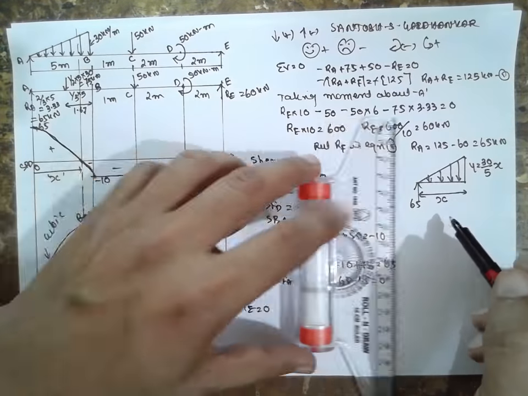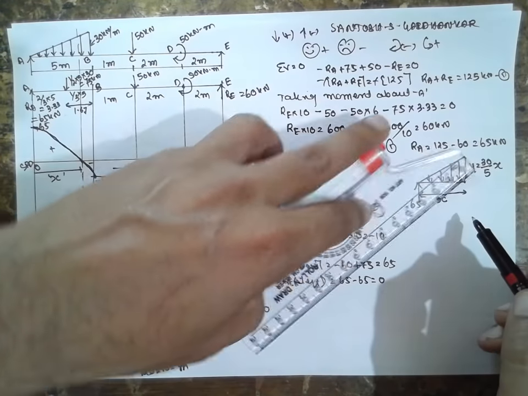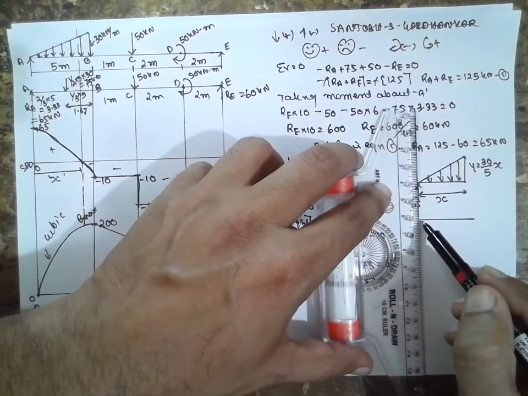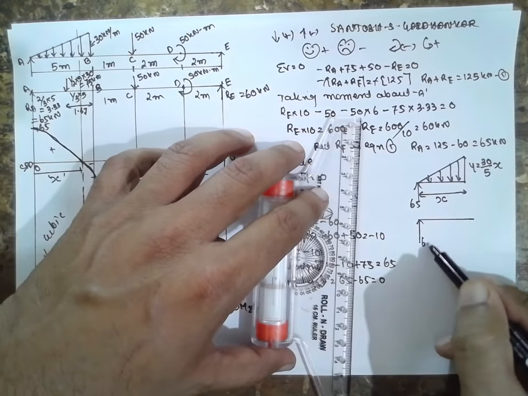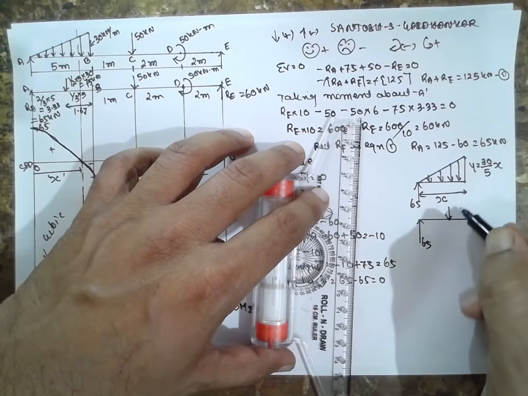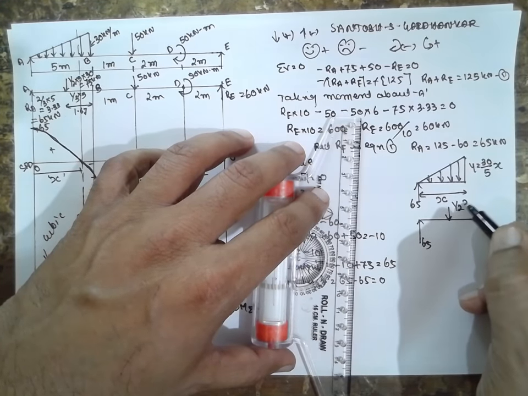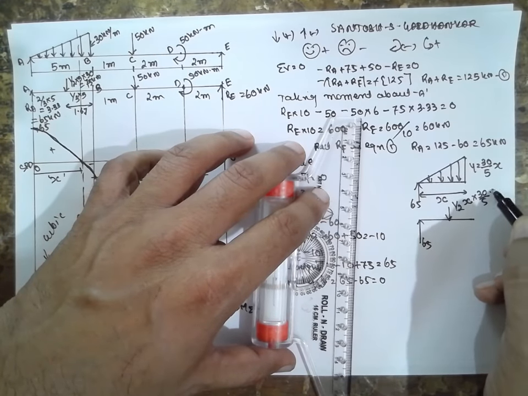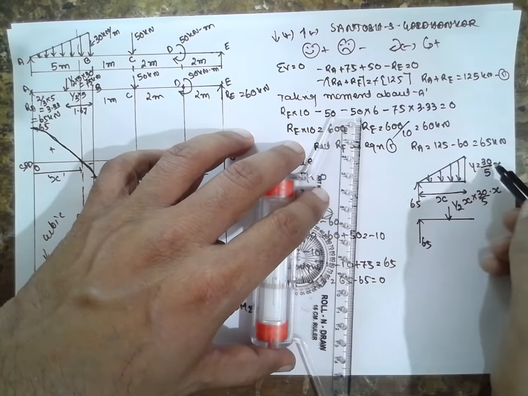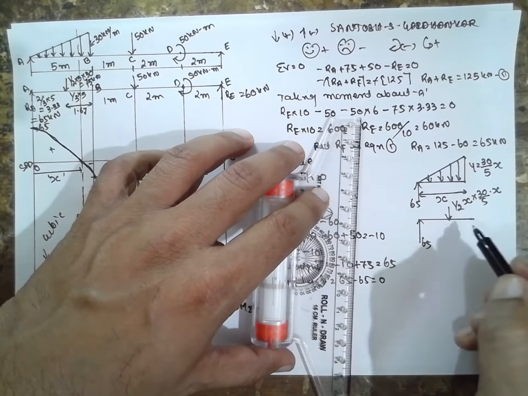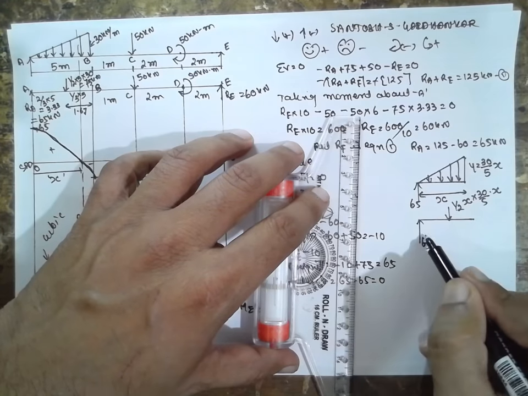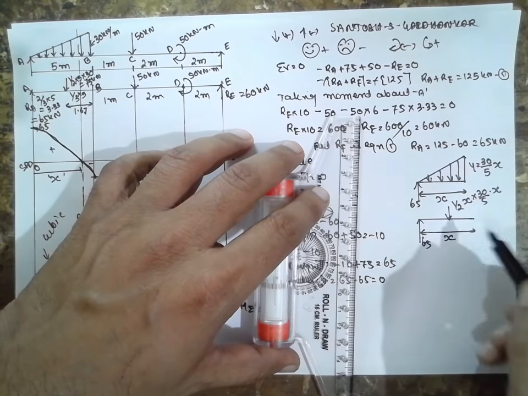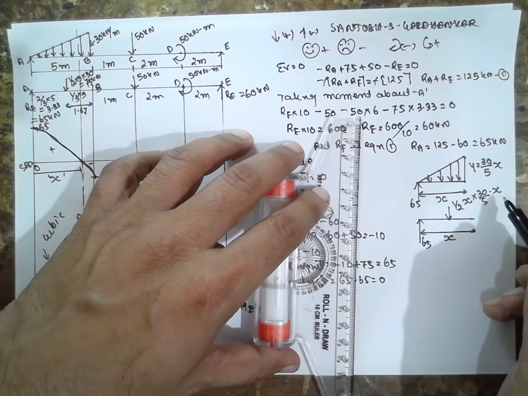Now convert into a point load. Now this part is converted into a point load: 65. Point load is 1 by 2 into base into height, 30 divided by 5 into x. The y at the x distance is nothing but 30 by 5 into x distance, and the total distance will be x here. Now we have to find out the x distance.